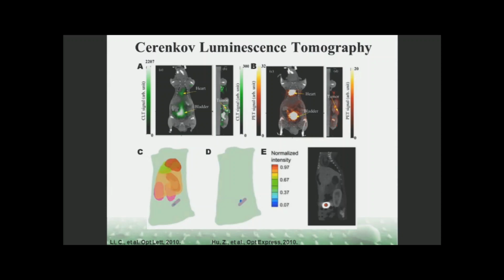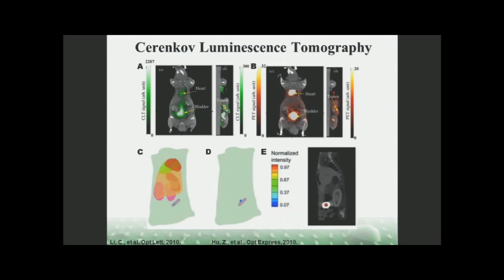All those CLI images I mentioned before were obtained from a conventional IVIS system. That's the 2D information. For this one, people at UC Davis and one group from the Chinese Academy of Science are trying to develop Cerenkov Luminescence tomography, and they show they can image deep tissue like the heart and provide very good contrast and high resolution.